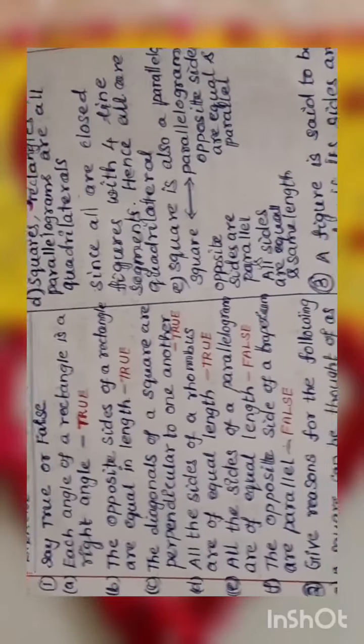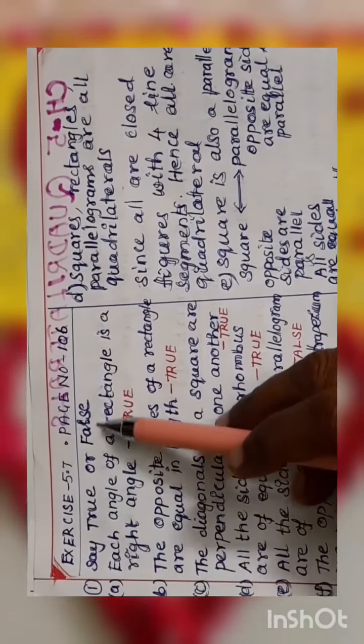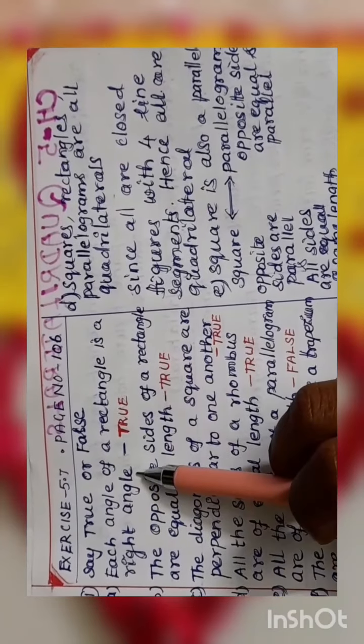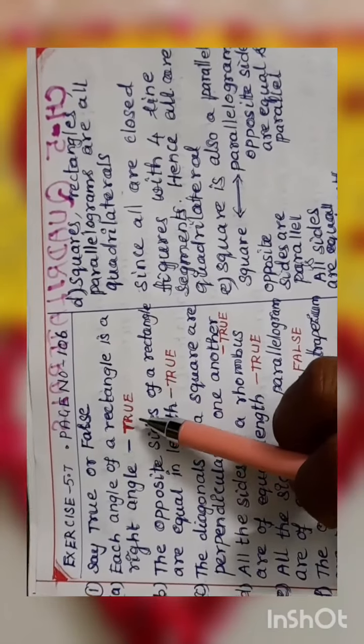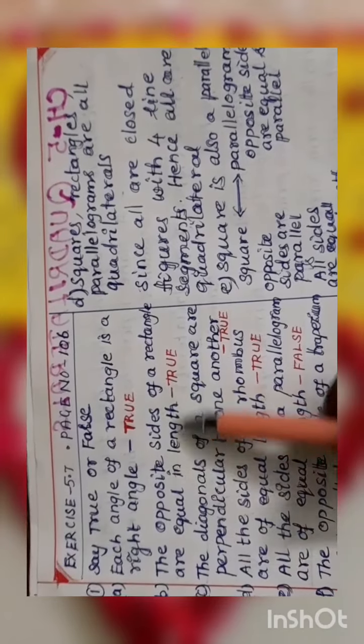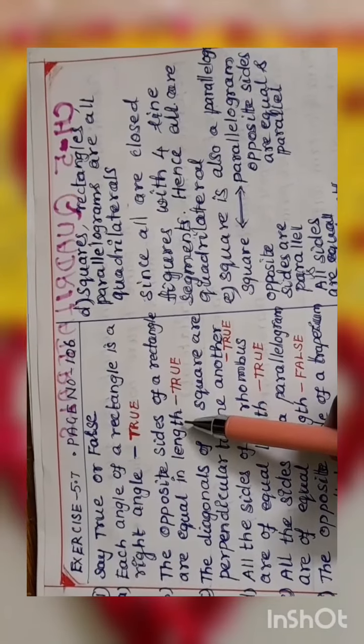Exercises 5.7. So first one, say true or false. Each angle of the rectangle is a right angle. Yes, all the angles are right angles in a rectangle. So we will write true. The opposite sides of the rectangle are equal in length. Yes, opposite sides are equal, and each angle is 90 degrees.